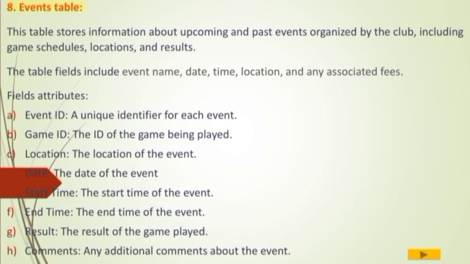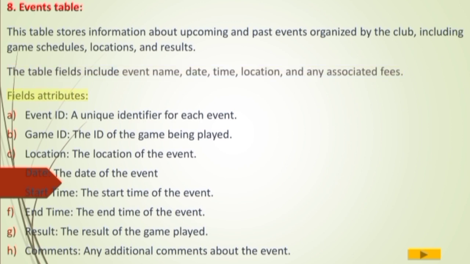8. Events table. This table stores information about upcoming and past events organized by the club, including game schedules, locations, and results. The table fields include event name, date, time, location, and any associated fees.